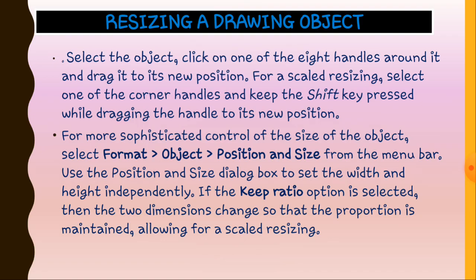When you click on the object, you will get small green squares, which are called corner handles, around your picture or object. That is the boundary of the object. By using these 8 handles, you can drag it to a new position. That is one of the ways to change the size of your object.